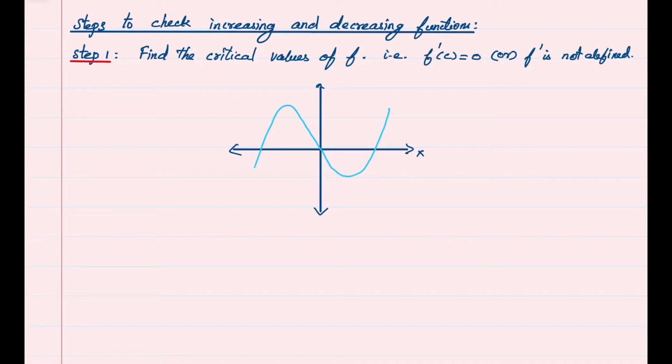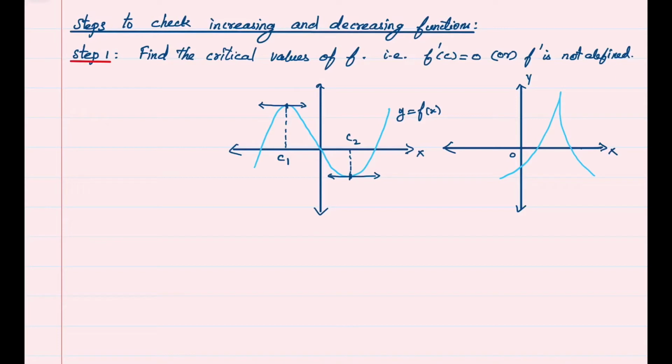Let us consider this graph y is equal to f(x). So the turning points of the graph are the critical points because the tangents at these points will be parallel to x-axis, so f' will be 0. So this is one critical point c1 and this is another critical point c2 where f'(c1) and f'(c2) both are 0.